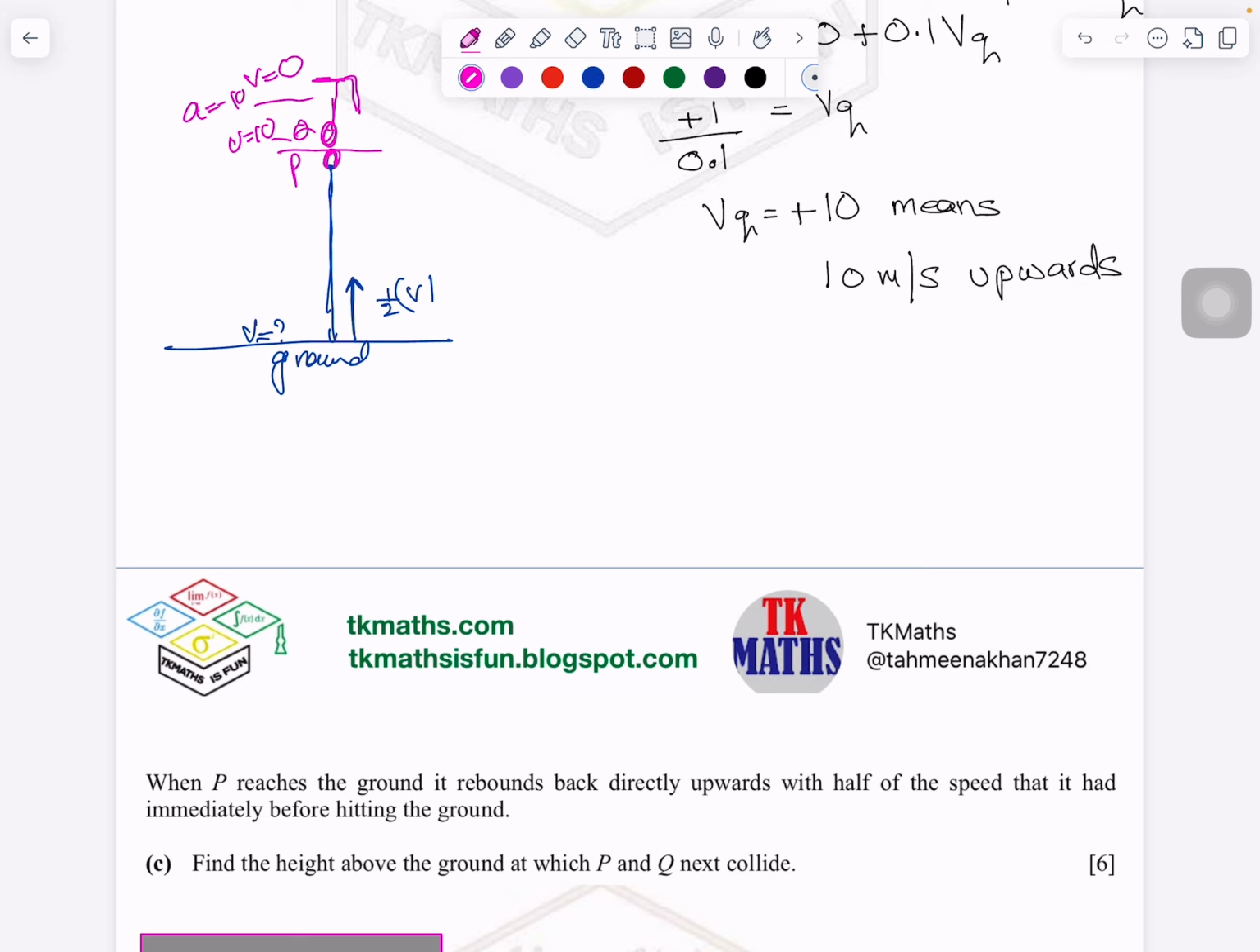Now what is happening? Q is also coming back from here, right? And P is also going up from here. So what happened? They will collide again somewhere. We have to find out this height. This is the meaning of the question. Okay, so now we need to see what we need to know.